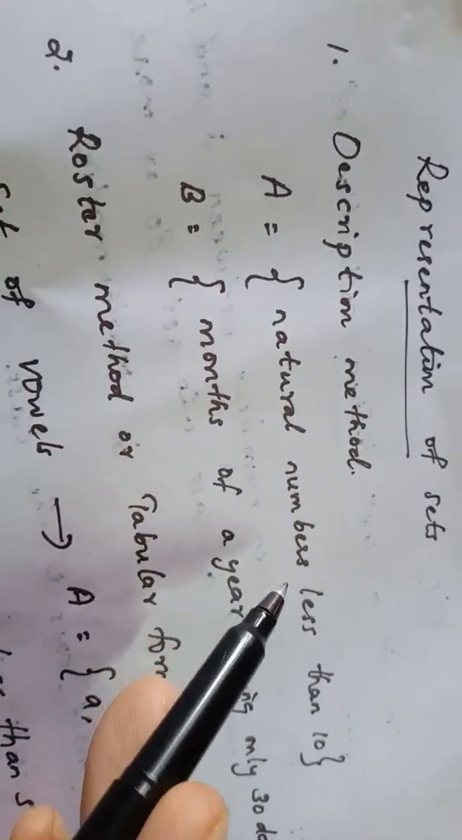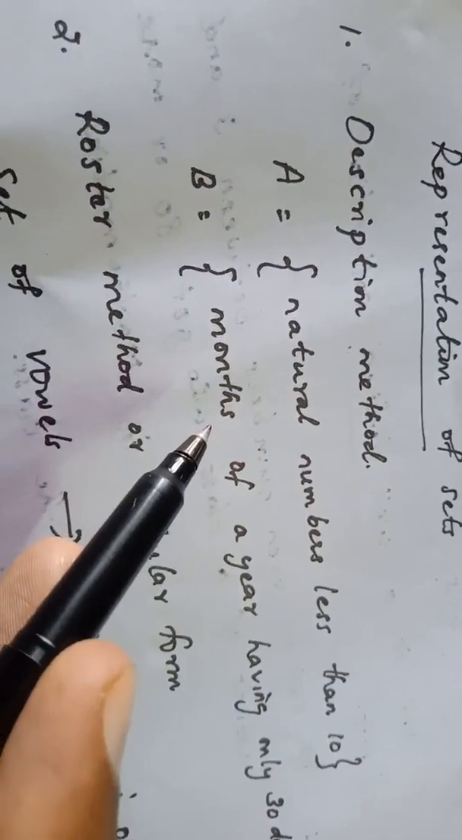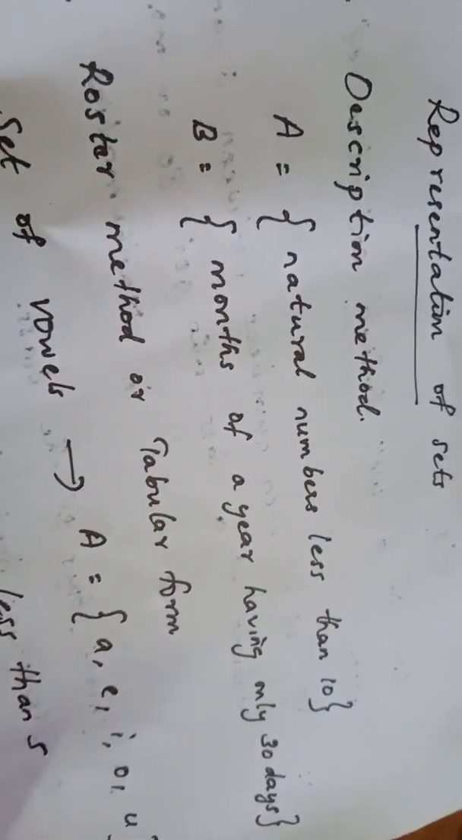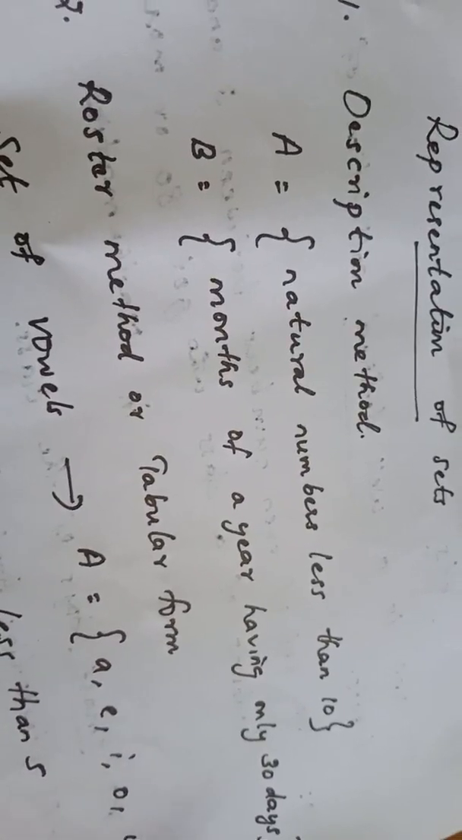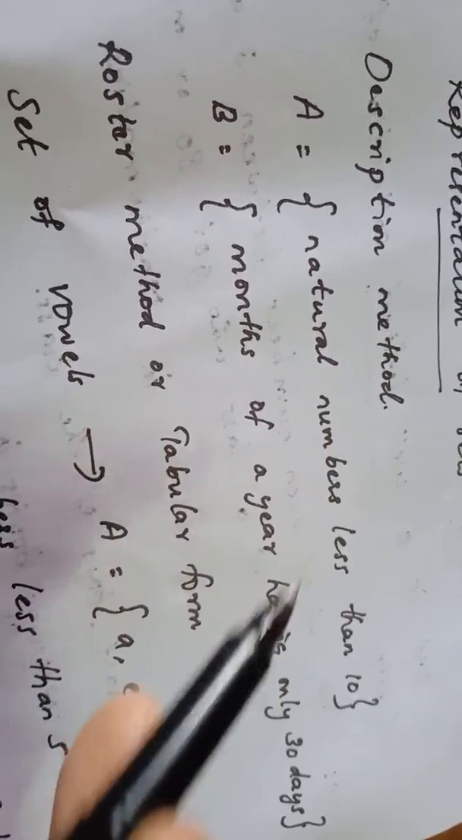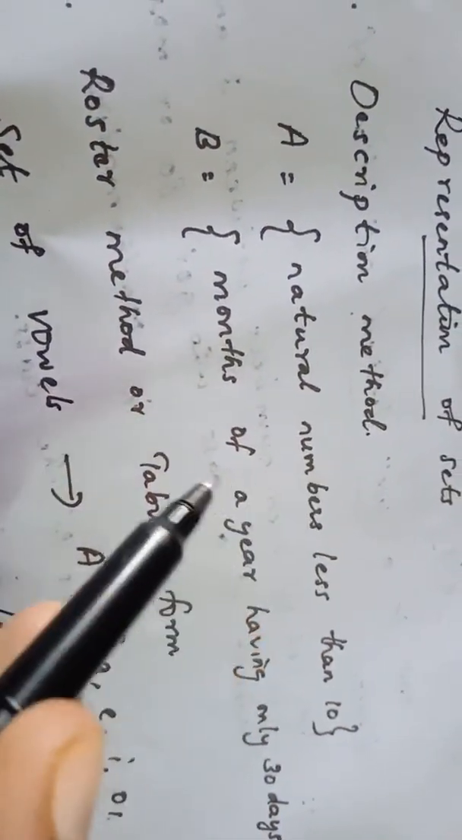Easily we can identify the elements, but here the elements are not listed, only the description is given in the curly bracket. Second one, we have another set B, which is described as months of a year having only 30 days. We know the months of the year which have only 30 days, but here they are not listed, but the description is given in curly bracket, and this is called description method.